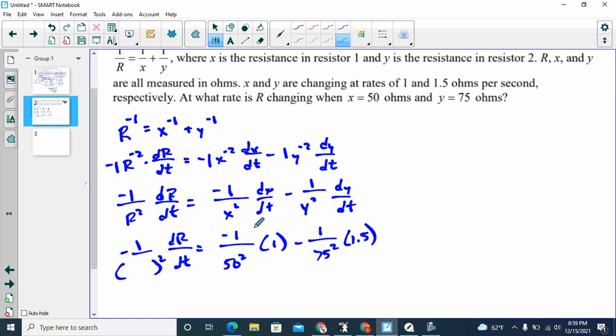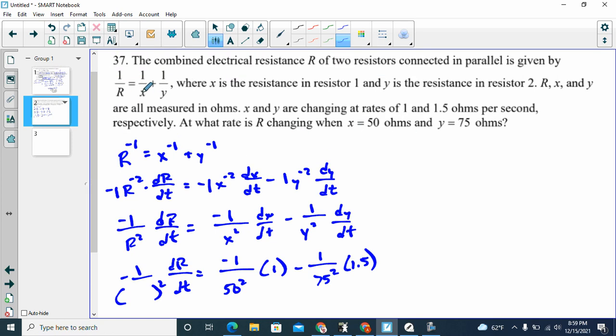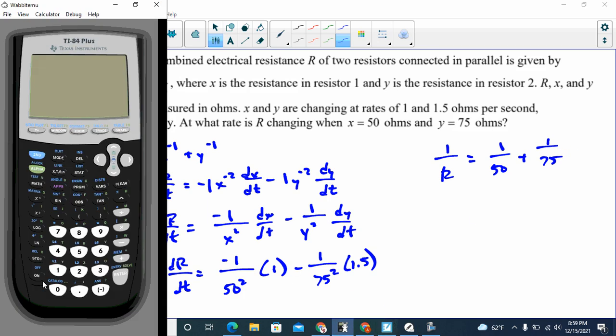So we need to find R. We know what x and y are, so if we go back to the original equation and plug in 50 and 75 for x and y, we should be able to solve for R. So 1/R equals 1/50 plus 1/75. Let's change that to a fraction. So 1/R equals 1/30. Pretty clearly R is 30.